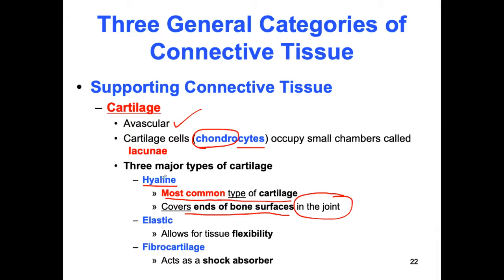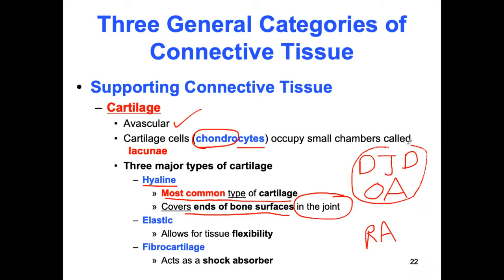That's hyaline cartilage. So when hyaline cartilage breaks down, we call it degenerative joint disease, DJD, also known as osteoarthritis, OA, osteoarthritis, which is not the same as rheumatoid arthritis. Degenerative joint disease and osteoarthritis, this tends to be a mechanical problem, and rheumatoid arthritis is more of an autoimmune systemic disease.